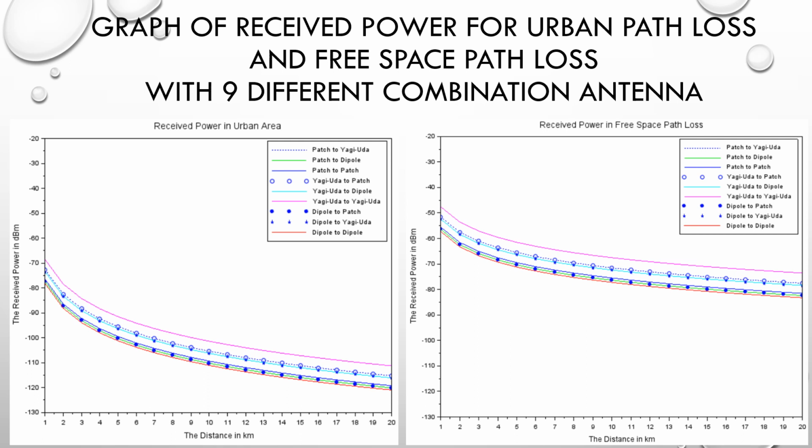Based on this graph, I can conclude that the receive power in free space path loss is better than the receive power in urban area. This is because the value for receive power in free space path loss is higher than receive power in urban area. In free space path loss, the signal propagates in clear space with no obstruction or interference. As a result, receive power decreases as transmitter and receiver distance increase.